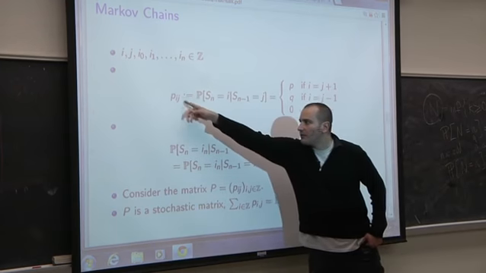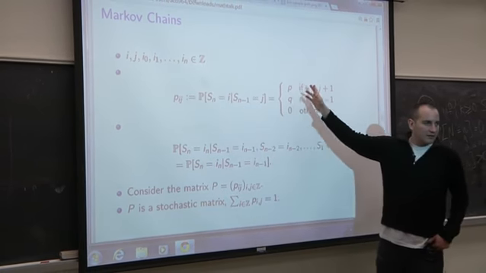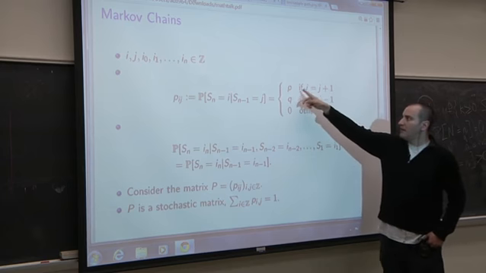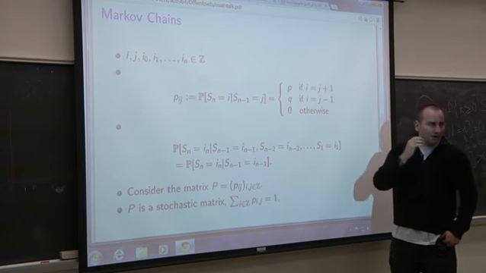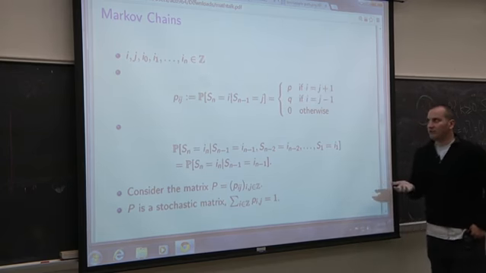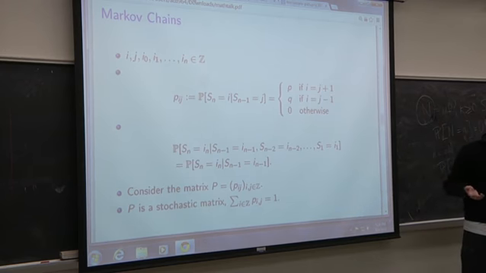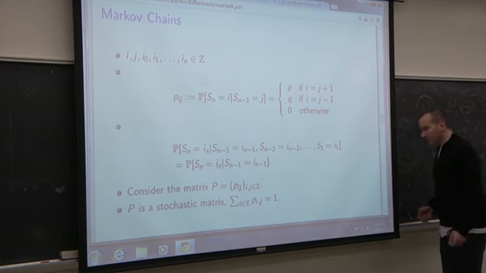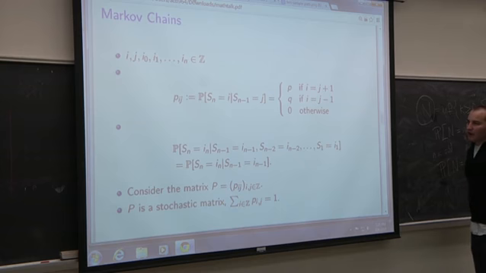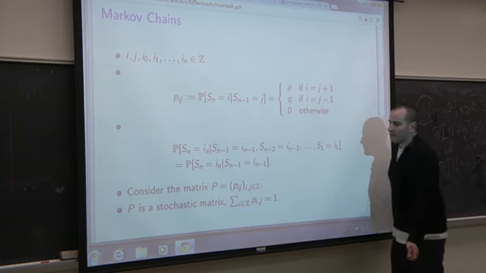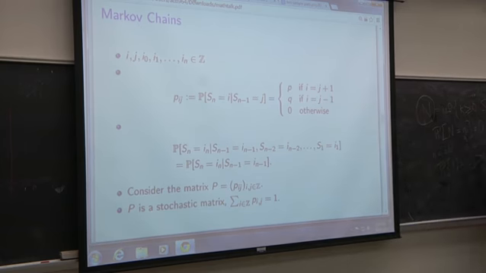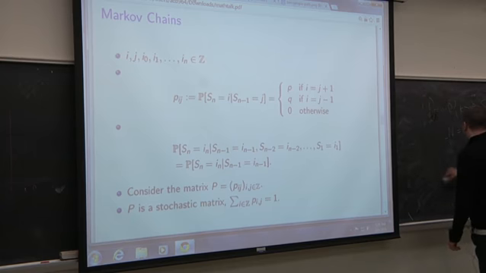And I know how to compute these P_ij's in the case of the random walk, which is p if i equals j plus 1, q if i equals j minus 1, and 0 otherwise. See, my random walk doesn't jump from 0 to 2. It has to go through 1. And from that I can construct a matrix, which in this case is an infinite by infinite matrix, a Z by Z matrix, but I don't mind.